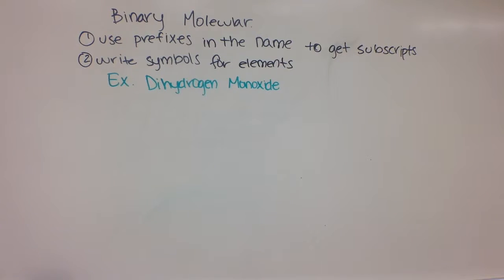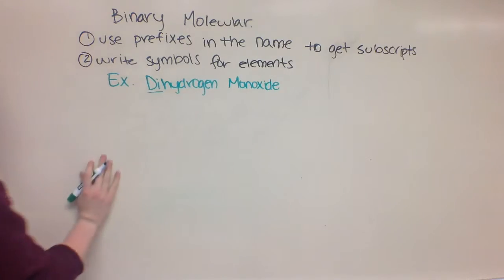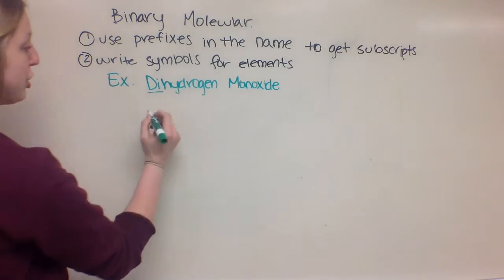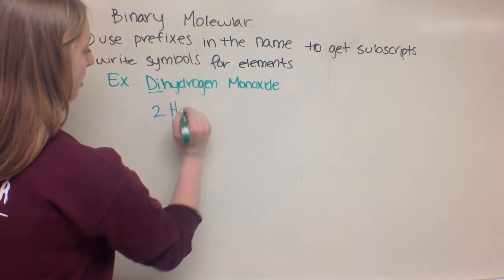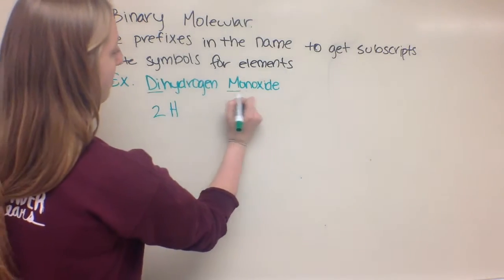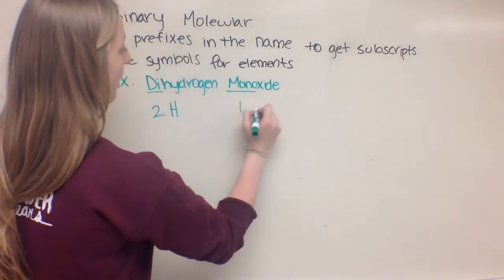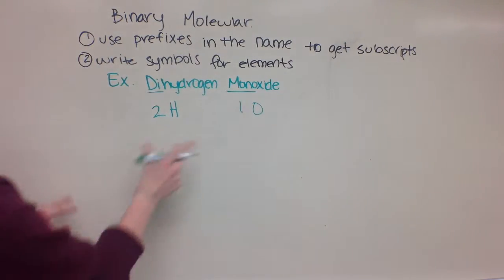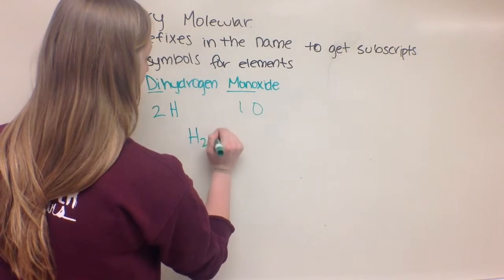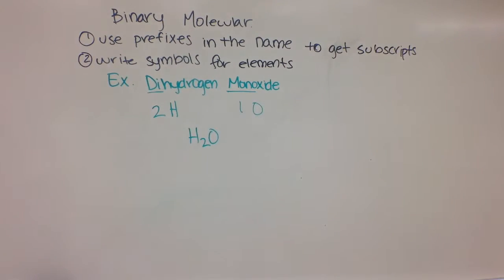Now, let's start with an example. So first, dihydrogen monoxide, which sounds really complicated, but actually it's just water. Now, you can tell this by the prefixes. For dihydrogen, the prefix is di, which we know means 2. So that means there are 2 hydrogens, so 2 H's. And monoxide, mono, means 1, so there is 1 oxide. So when we put it together, we get H2O, which we know is just water.